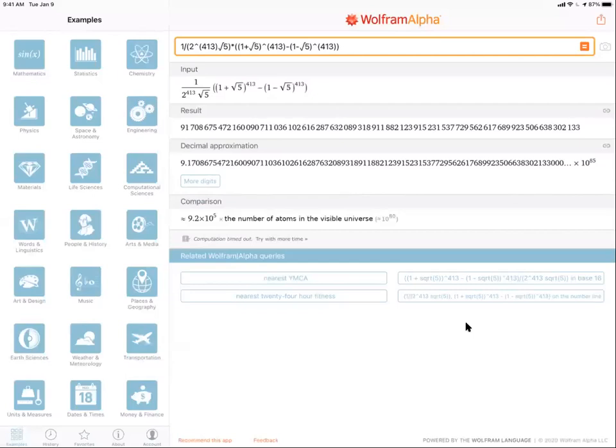Holy moly, look at that result. That is approximately, let's see, 10 to the 5 is 100,000. So we have like 900,000 times the number of atoms in the visible universe. So that's a pretty big number. That's the 413th Fibonacci number. It is 9.2 times 10 to the 85th. That's a pretty honkin' big number.